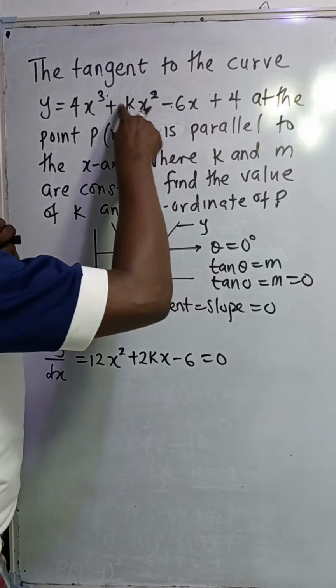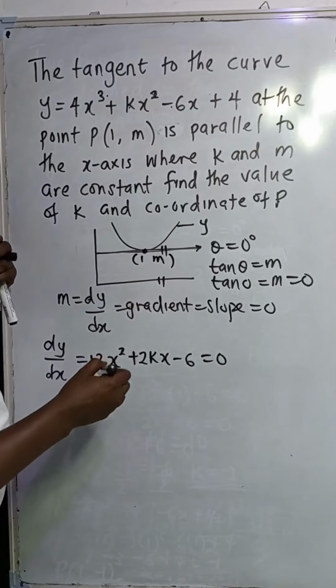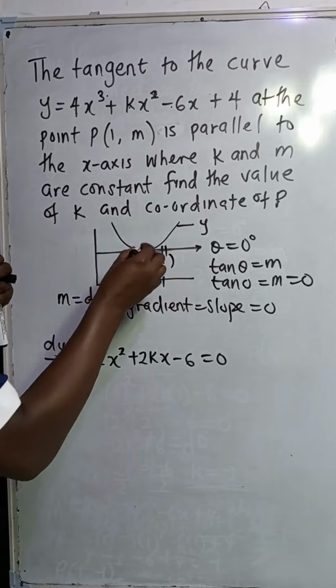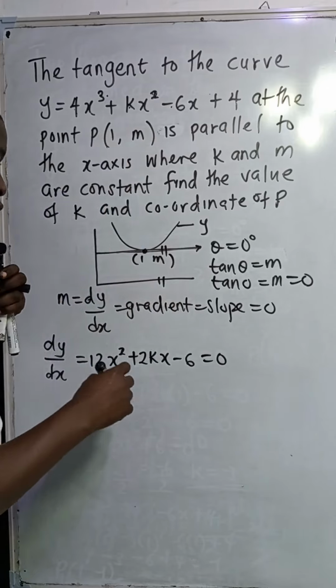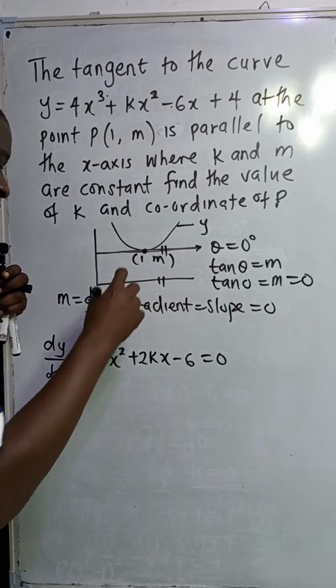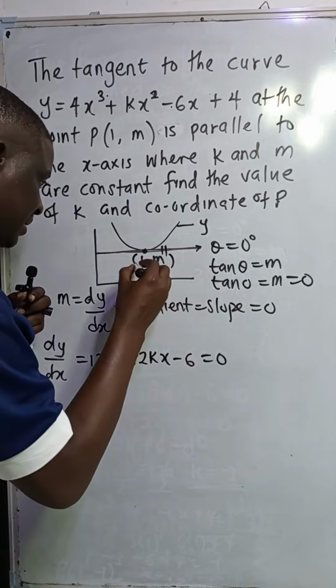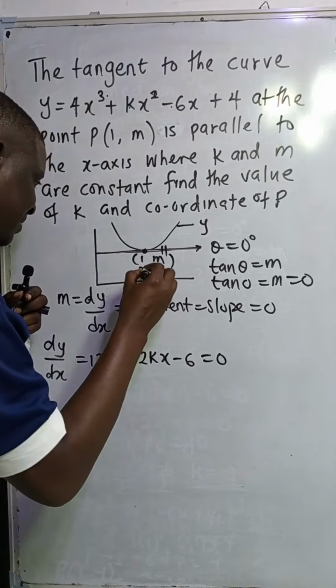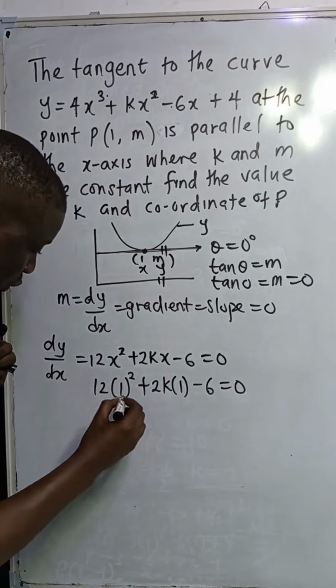Then equate everything to 0. But you know that this curve passes through this point, 1 comma m. So that point is part of the curve. So for us to get our k, first of all, put the value of x equal to 1. So this is x and this is y. So we are going to have 12 into bracket 1 squared, plus 2k into bracket 1, minus 6 equal to 0.